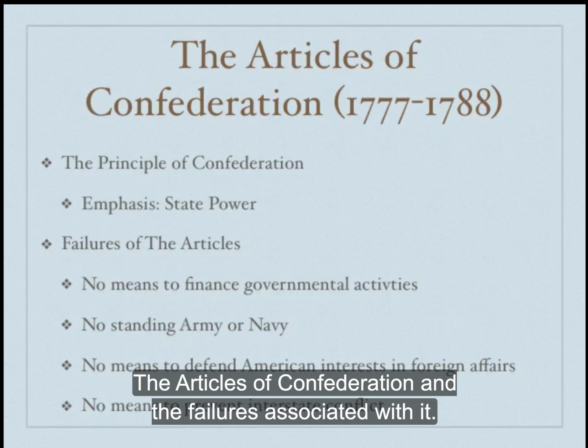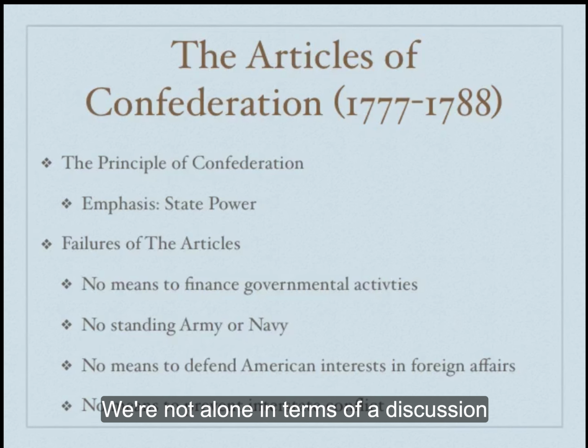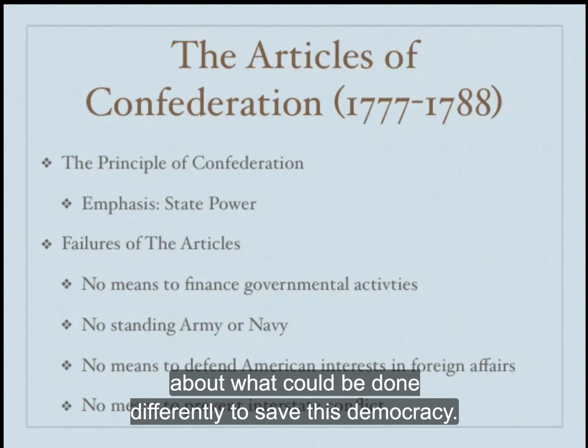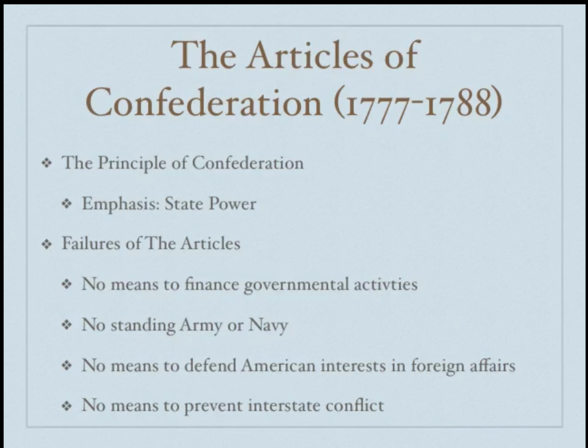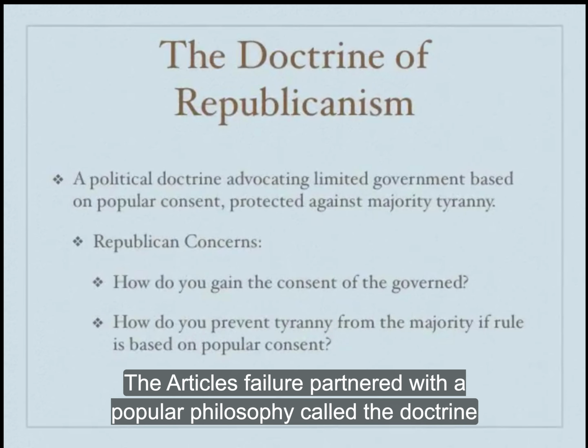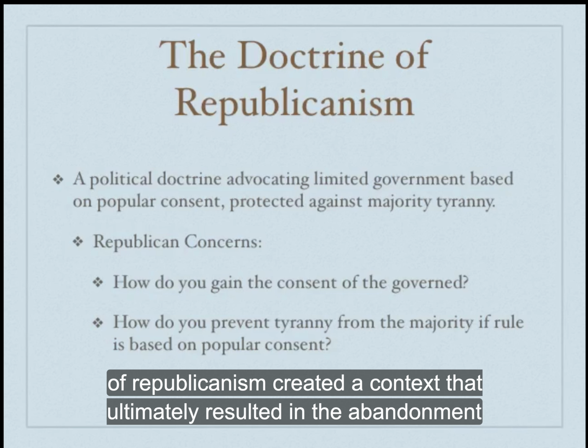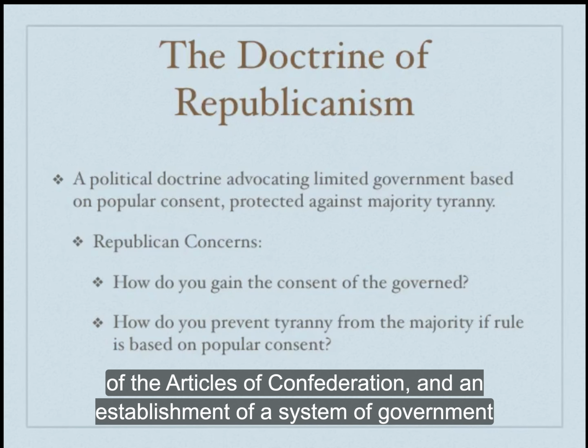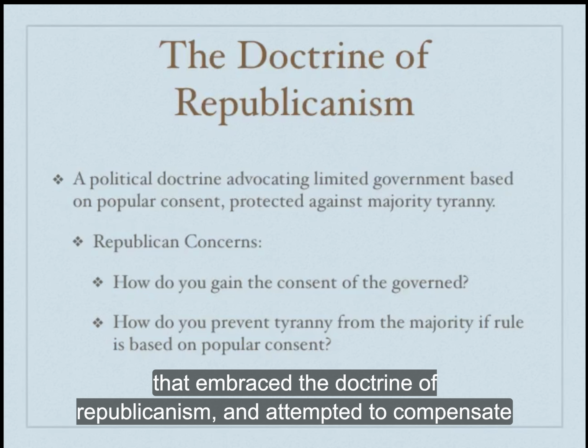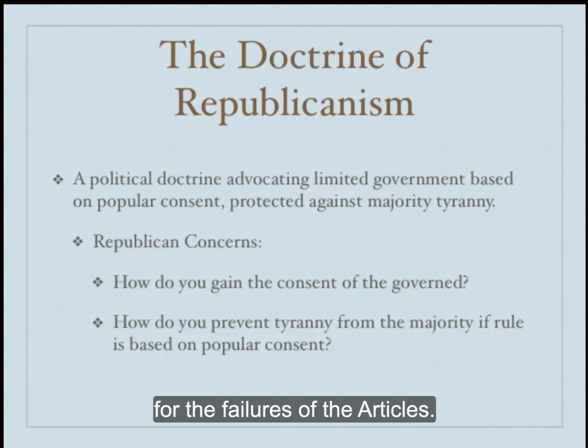The Articles of Confederation and the failures associated with it were not alone in terms of a discussion about what could be done differently to save this democracy. The Articles' failure, partnered with a popular philosophy called the doctrine of republicanism, created a context that ultimately resulted in the abandonment of the Articles of Confederation and an establishment of a system of government that embraced the doctrine of republicanism and attempted to compensate for the failures of the Articles.